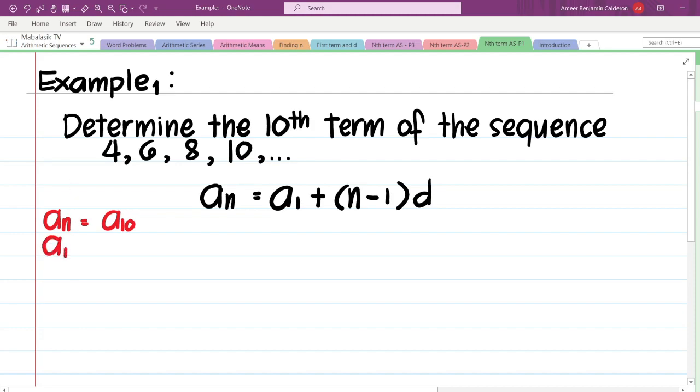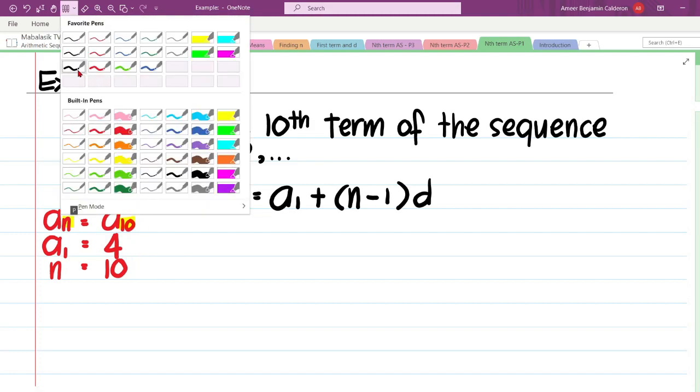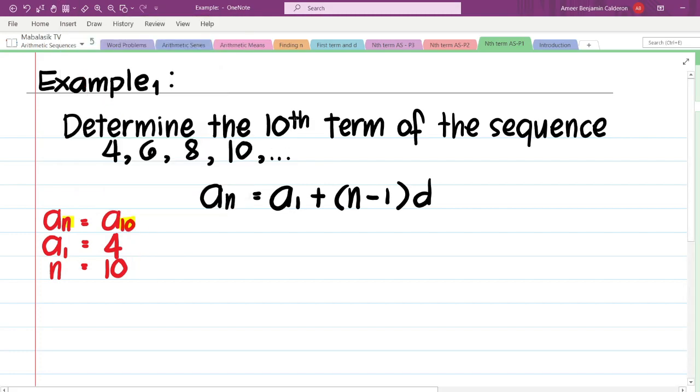a sub 1, which is the first term from our problem, is 4. n is obviously 10. Why is it 10? Because the subscript n here is 10, so therefore n is 10. And besides, we are looking for the 10th term, so we assume that we have 10 terms all in all. And then the common difference, sorry, let's have the red pen color.